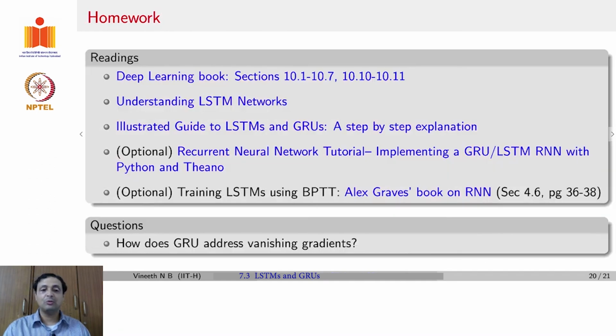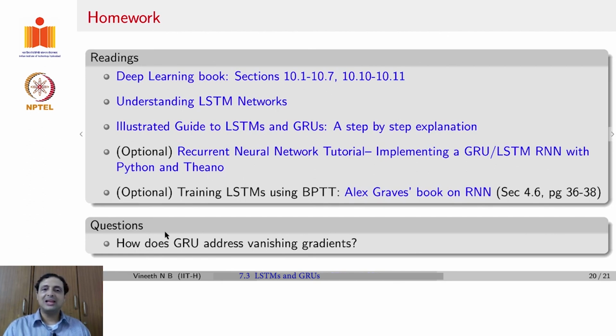Your homework would be to continue to read chapter 10 of the deep learning book and these nice links on understanding LSTMs and GRU networks. And if you'd like to understand how LSTMs are trained using backpropagation through time, this is Alex Graves' book on RNN. Alex Graves, as we said, was responsible for designing the first LSTM. And there is also a nice code tutorial here if you'd like to understand the hands-on side. You would have assignments to also get hands-on experience, but if you'd like to go through this, you can.